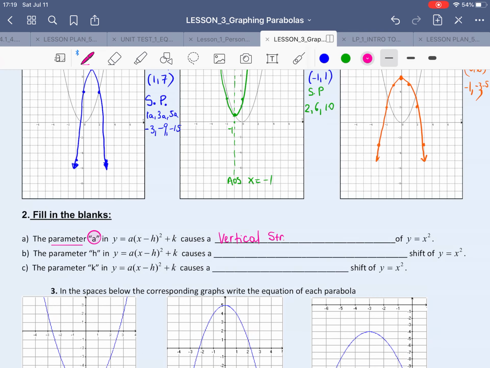Now, remember that in mathematics, a stretch can be an expansion or a compression, okay? So we're going to say that it will be a vertical expansion, and for short, I like to use this acronym, vertical expansion, and I would write taller. When does that happen? When the a values are bigger than 1 or less than -1.